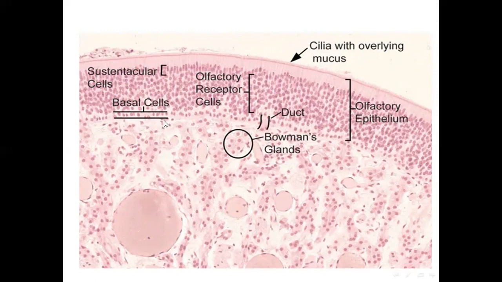In the lamina propria there are also serous fluid secreting glands, which we call Bowman glands, or olfactory glands. In the olfactory epithelium, we have three types of cells. What are these three types of cells located in the olfactory epithelium? Number one, the olfactory cell, then the sustentacular cell, and the basal cell.